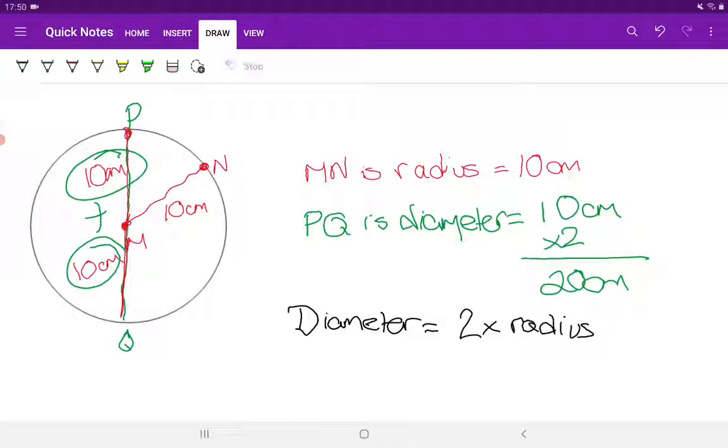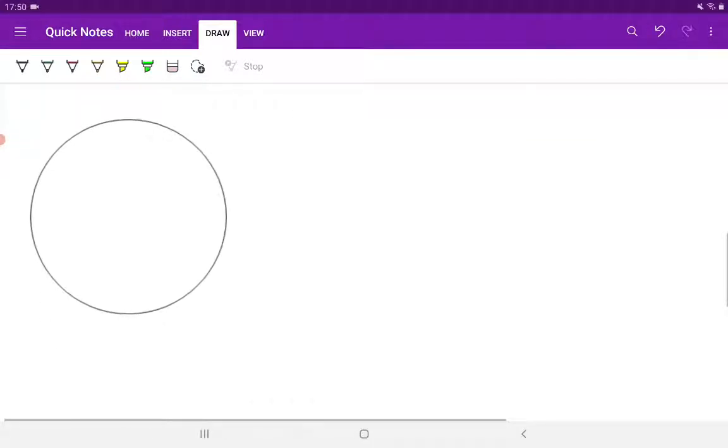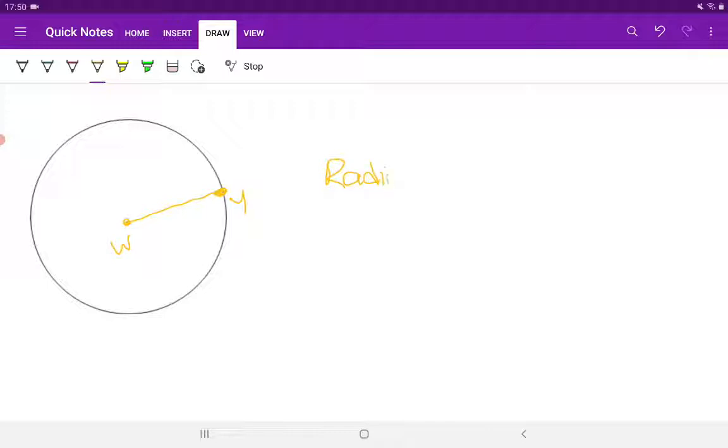So let me do one more example. In this circle here, I have given you a radius. This radius is WY. So the radius WY is, let's say, 7 centimetres. Now, I've told you that the radius is 7 centimetres. What's the diameter going to be?